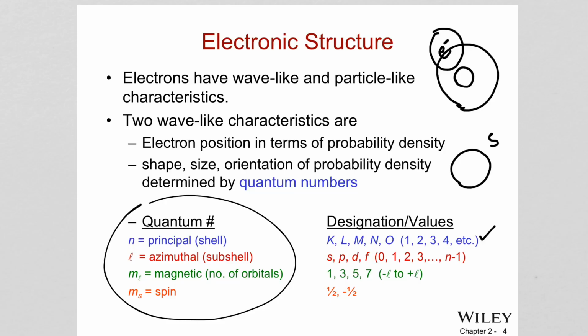ml is the magnetic quantum number. This specifies the orientation in space, x, y, z directions. And finally, the spin quantum number. Electrons do not only orbit around the nucleus, but they also spin around their own axis. And each orbital can have a maximum of 2 electrons. So the spin quantum number can have 2 possible values here, plus 1/2 and minus 1/2, meaning 2 electrons spinning in opposite directions.